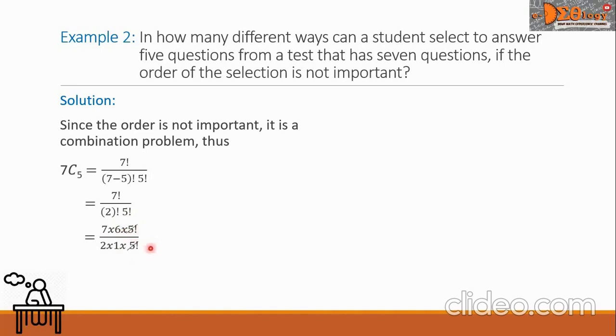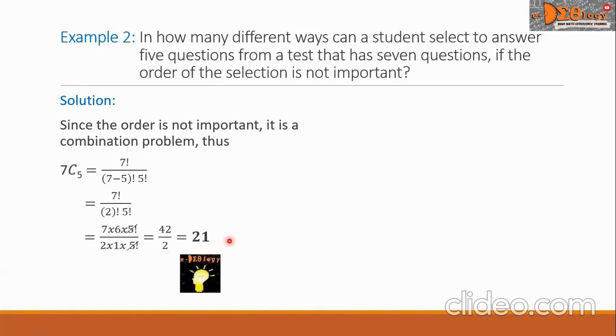There we go. So in the numerator, we have now 42 over the denominator, which is 2. And the quotient will give us 21. This is our final answer, where 7 items is taken 5 at a time.